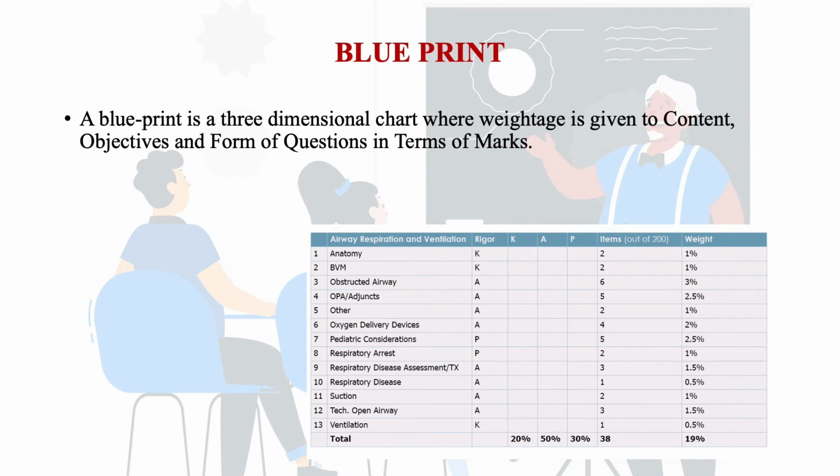So friends, a blueprint is a three-dimensional chart where weightage is given to content, objectives and forms of question in terms of marks. So before developing or before writing items for any tool, for any test, what you have to do? First you have to prepare a table of specification. First you have to make a blueprint. So a blueprint is a three-dimensional chart. There are three dimensions of a blueprint. The first dimension will reflect upon the content, the second dimension will reflect upon the objective, and the third dimension will reflect upon form of questions in terms of marks.